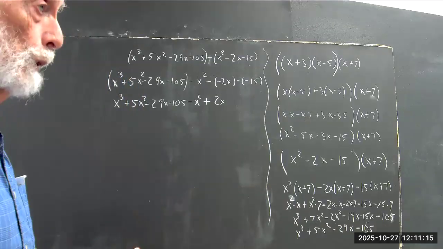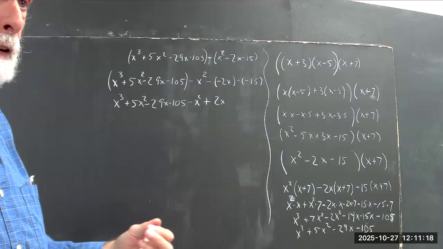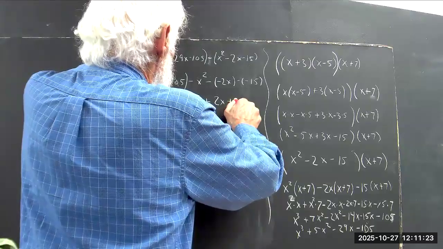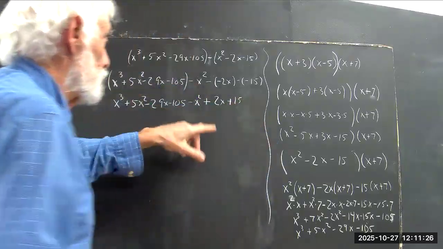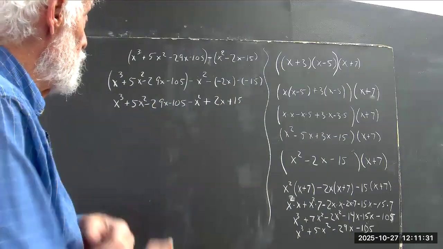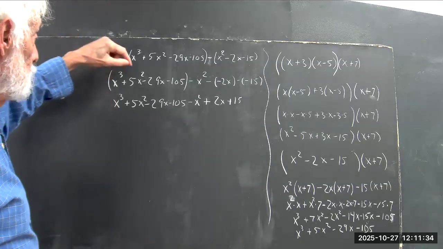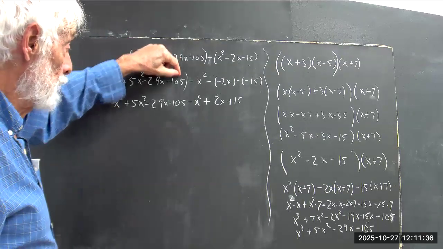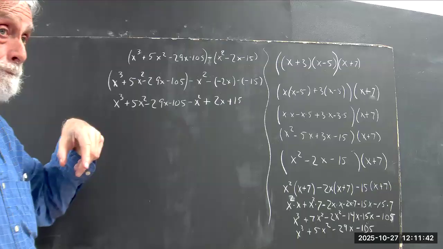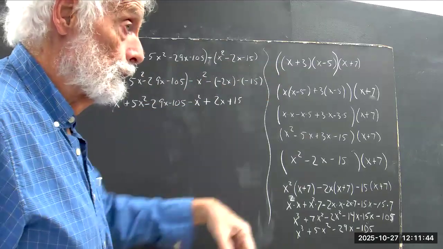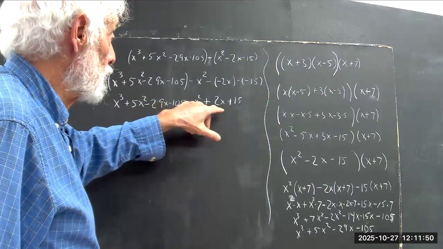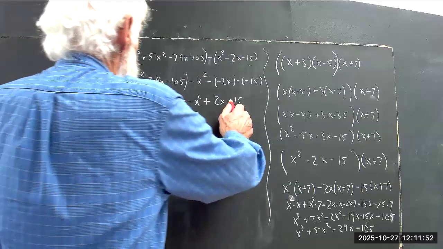And it might look a little bit weird to you. I'm pretty sure everybody knows how to multiply signed numbers. But that's the way it's going to come out. Minus minus 15 is going to be a plus 15. So in the next step, we've got our x cubed plus 5x squared minus 29x minus 105. And we've removed the parentheses because there's nothing in front of it. And there are only additions and subtractions on the other side of it. So we have minus x squared then plus 2x plus 15.